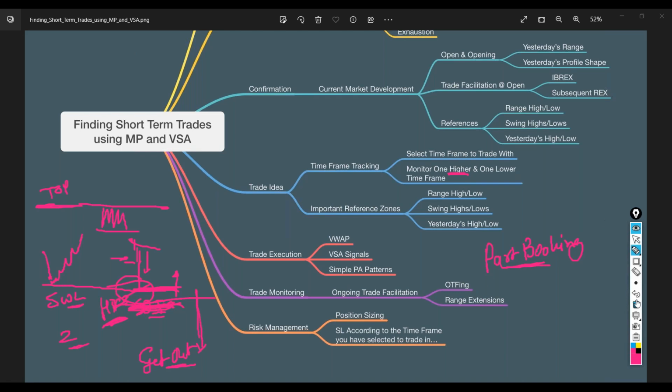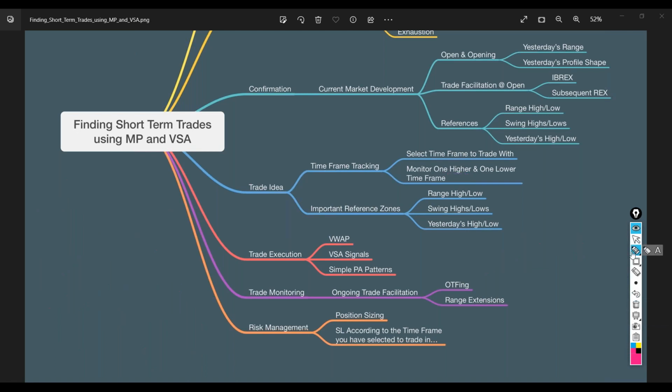You monitor one higher time frame and you also monitor one lower time frame. Okay. And I'll show you examples of lower time frame on the actual charts. So you monitor these. Once you have a trade idea, once you have selected a time frame, you monitor one higher, one lower time frame.